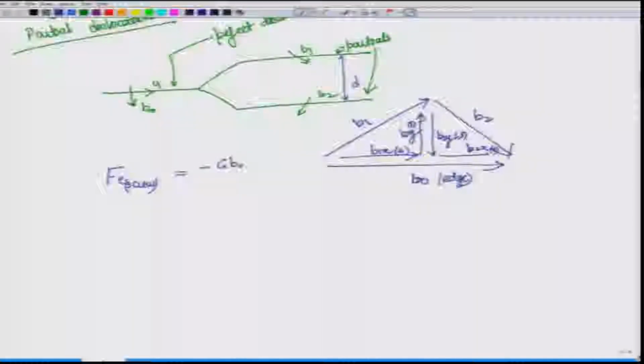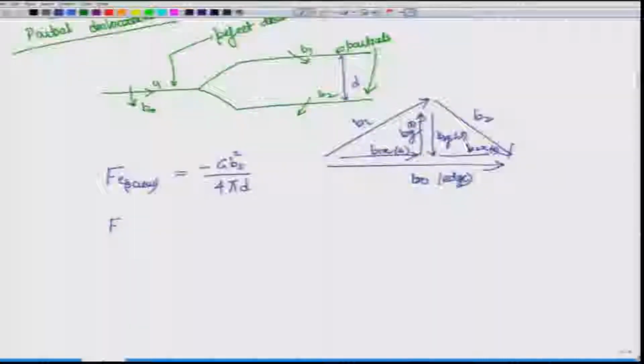So, it will become minus G Bs, I will write S for screw. We will find out in a moment what exactly this will boil down to. Minus G Bs squared by 4 pi d, and there is also a force between the edge dislocations.